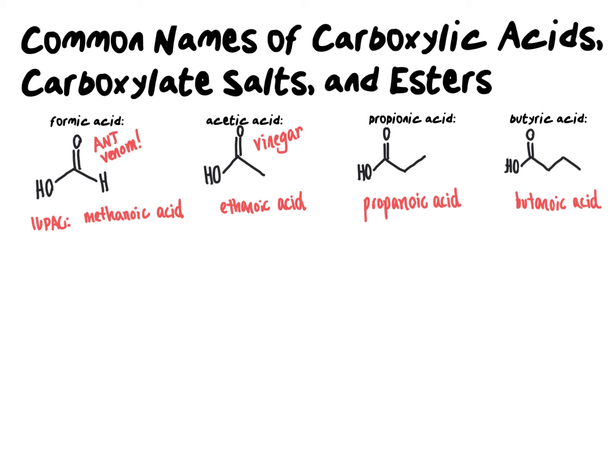Let's take a look at some additional common names of molecules going beyond just these straight chain carboxylic acid molecules. So if we take these common carboxylic acids and we convert them into their salt form by removing the proton from the OH group, we can name these analogously to how in the IUPAC system we change the oic acid part of the name to ate. Here, we're going to change from formic acid to sodium formate.